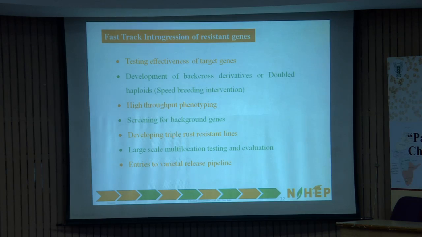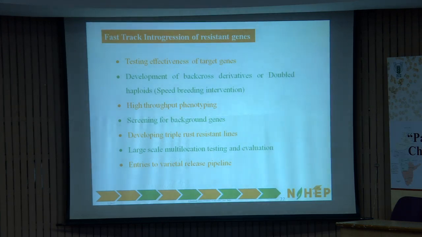Can you imagine if you release a variety which is resistant only to yellow rust, is it useful? Because there are so many areas like Delhi, we will get leaf stripe rust majorly and leaf rust in later stages. So you have to have multiple rust resistance, which we call triple rust resistant lines. When you release those varieties, you will have surety that it will go very far ahead in breeding and production programs. Next you have to go for large scale multi-location testing.